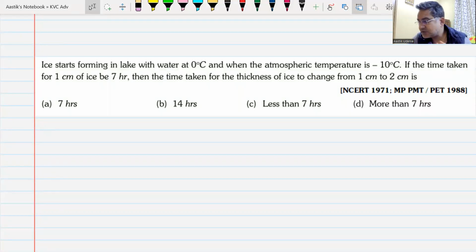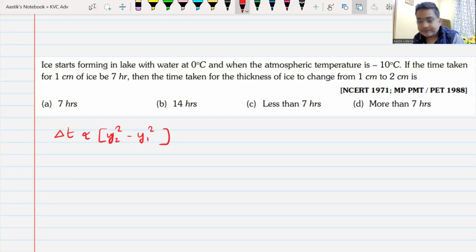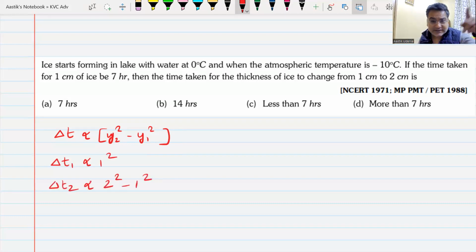Okay, then this is the question, and I'll give you 2 minutes to solve it. Option D is correct. Time taken to change from 1 to 2 centimeters. We had seen this time taken is directly proportional to the final thickness y2 square minus y1 square. Yes or no? Yes. So the first time delta T1 will be proportional to 1 square. The second time delta T2 will be proportional to 2 square minus 1 square. Yes or no? Yes.